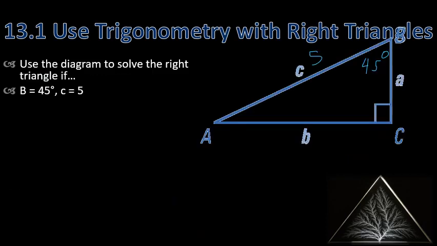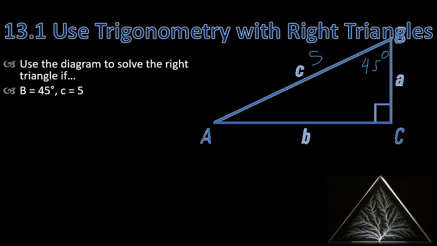All right, let's use this diagram to solve the right triangle if measure of angle B is 45 degrees and side C is 5. Notice the capital letters represent the angles and the lowercase letters represent the sides, and the sides are opposite the corresponding angles. So side A is opposite angle A, side B is opposite angle B, and side C is opposite angle C.